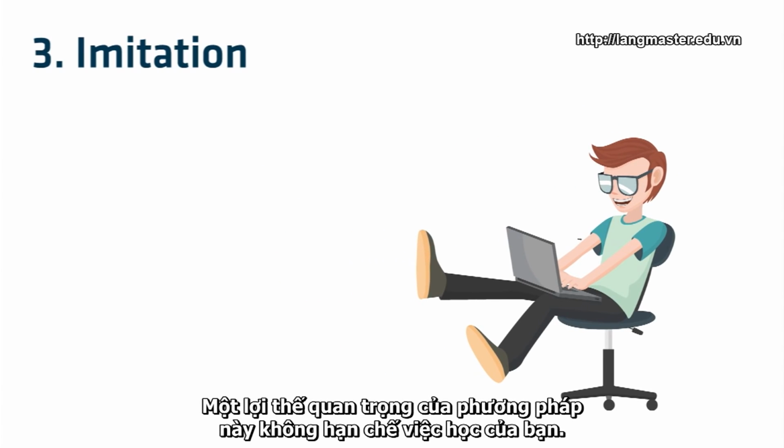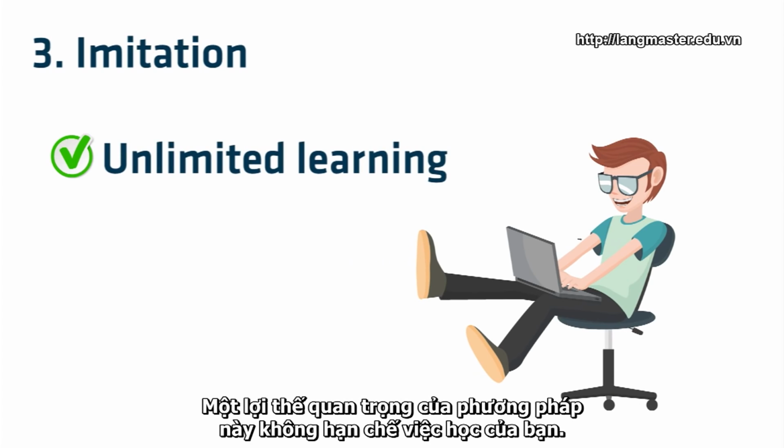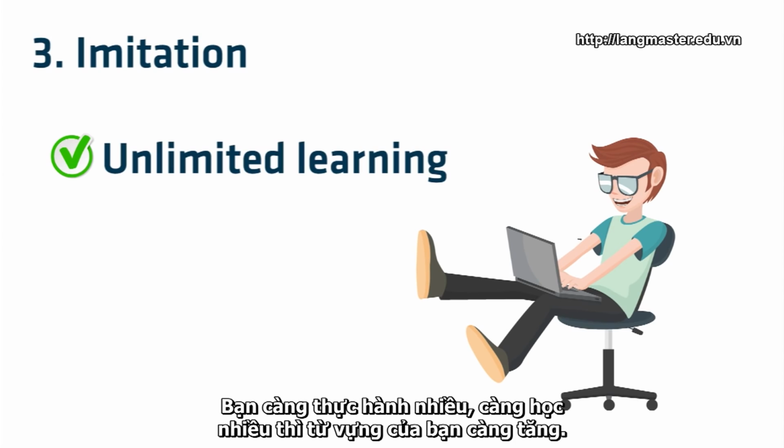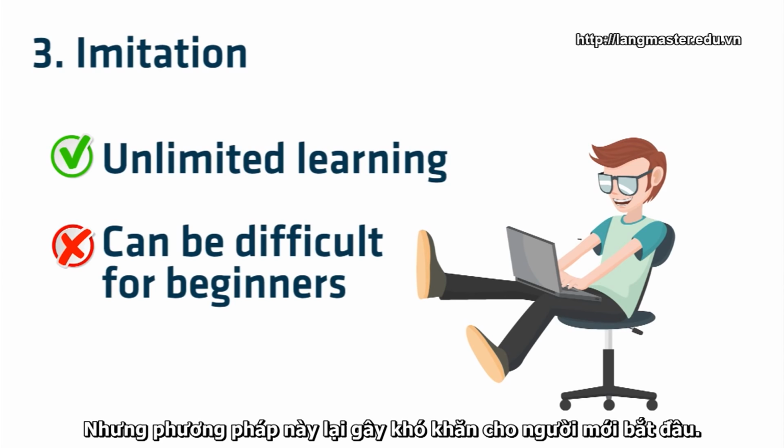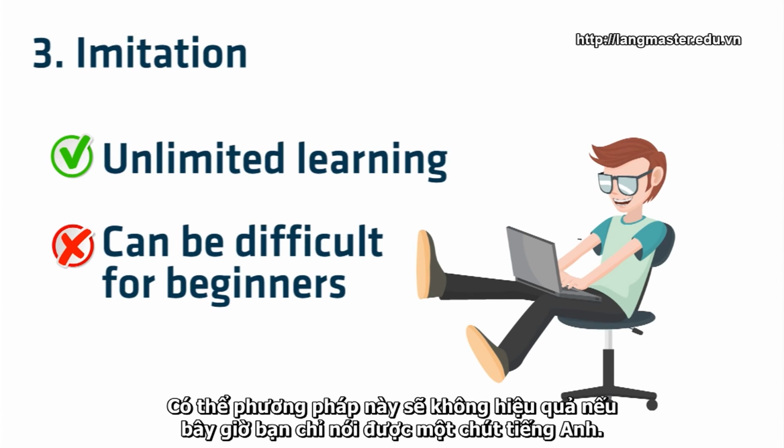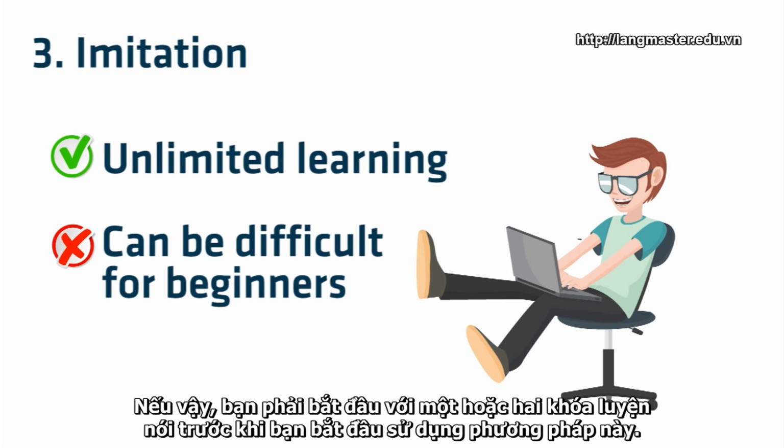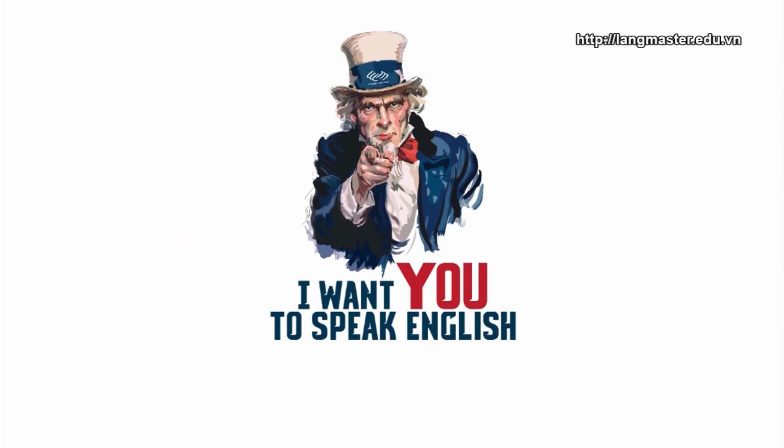A key advantage of this method is that there are virtually no limits to how much you can learn. The more you practice, the more you learn, and the larger your vocabulary. But the main problem with this method is that it can be difficult for beginners. If right now you can speak English just a little bit, you may not be able to practice imitation effectively. If that's the case, you might want to start with 1 or 2 speaking courses before you start using this method.